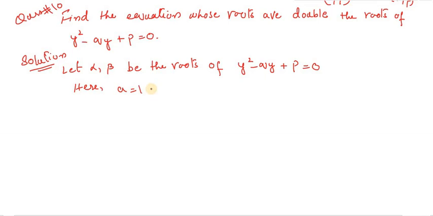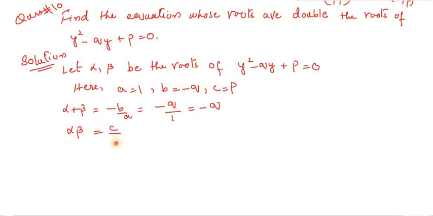Here a is equal to 1 and b is equal to minus q and c is p. And the sum of the roots alpha plus beta is equal to minus b upon a, which is equal to minus q upon 1, that means minus q. And the product of the roots alpha beta is equal to constant term over a, which is p upon a, that means p. We have to find the equation having roots double the given equation. That means 2 alpha and twice of beta.